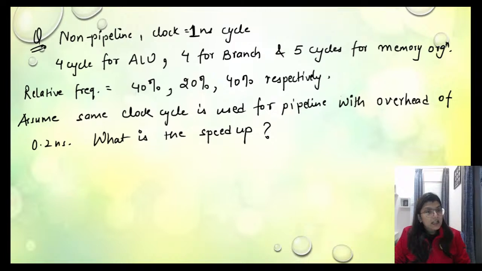Then they are saying ki assume same clock cycle is used for pipeline also, but there is overhead of 0.2 nanoseconds. Then you have to tell what will be the speed up. Question easy है, थोड़ा सा tricky लग रहा होगा, but question easy है, आप आराम से कर सकते हो.